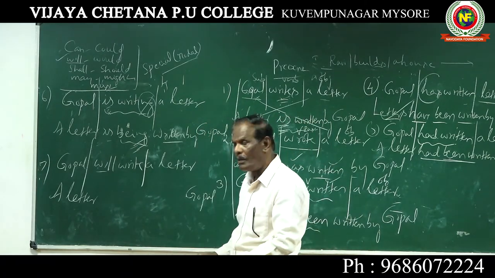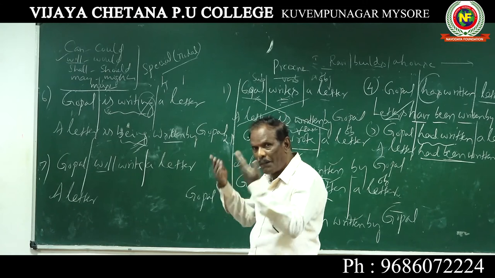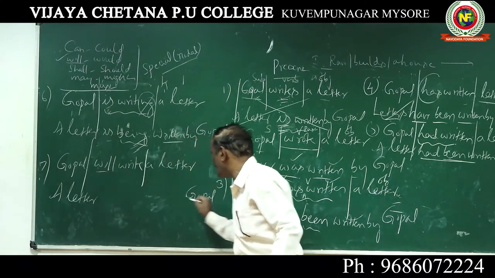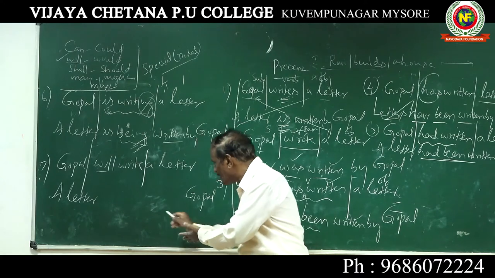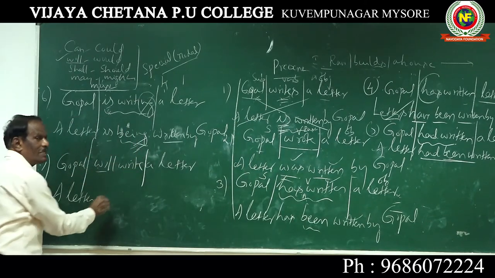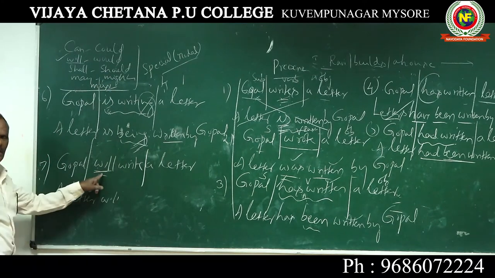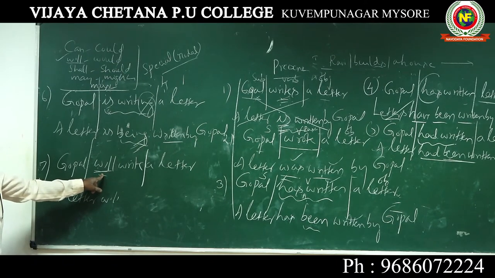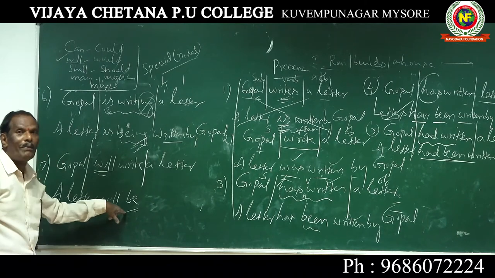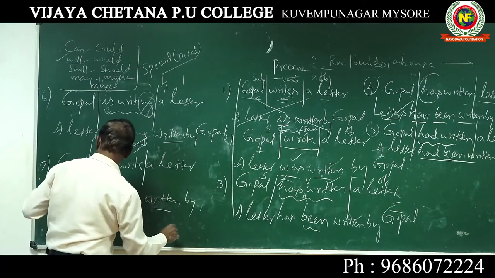Just to make us recollect: remember, we change the first subject into object, and object into subject. Here a letter becomes the subject and Gopal the object. When we have a modal, the special auxiliary verb, it remains as it is. It never changes. The modal does not change, so retain it. After that, be, the helping verb for passive construction, has to be added, and write becomes written. A letter will be written by Gopal.